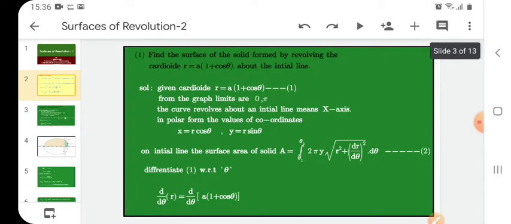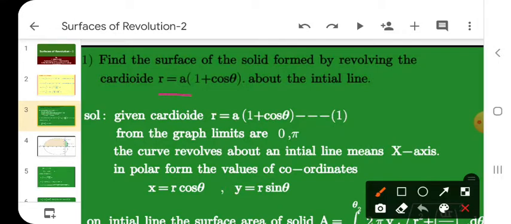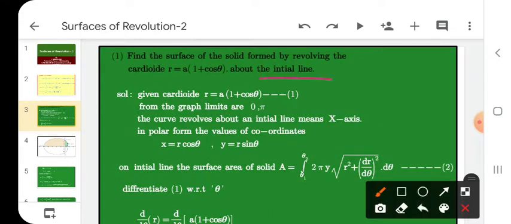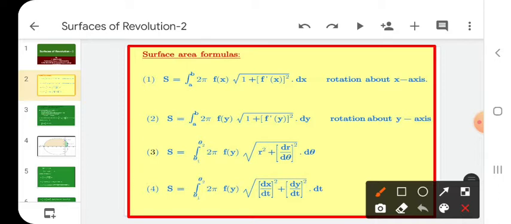Okay, see here. What is the first problem here? Find the surface area of the solid formed by revolving the cardioid r equals a into 1 plus cos theta about the initial line. Okay, initial line means x-axis. If the curve revolves about the x-axis, okay, what do we write here?